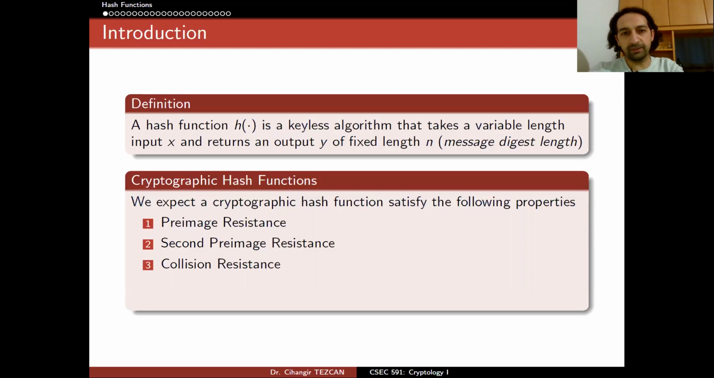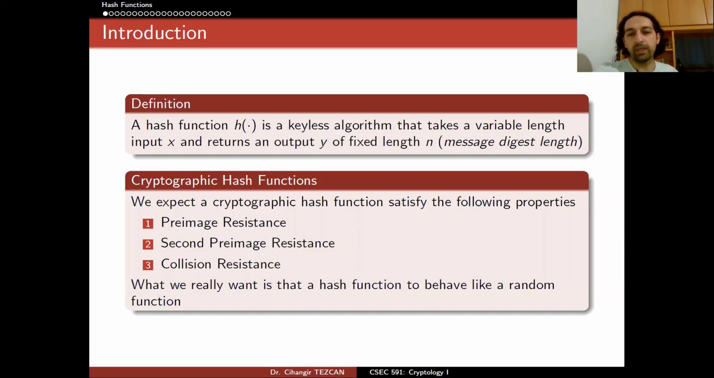But this is a definition of a hash function. In order for a hash function to be a cryptographic hash function, we want it to have some properties. So actually the following three properties should be satisfied by a hash function to be called a cryptographic hash function, and they are preimage resistance, second preimage resistance, and collision resistance. So I will briefly mention what they are and give some examples of why we need such properties. But at the end, what we are trying to have is that we want a hash function to behave like a random function. And this will make sense at the end.